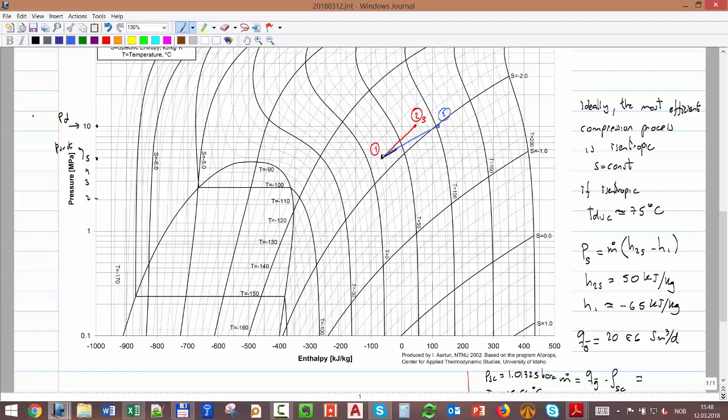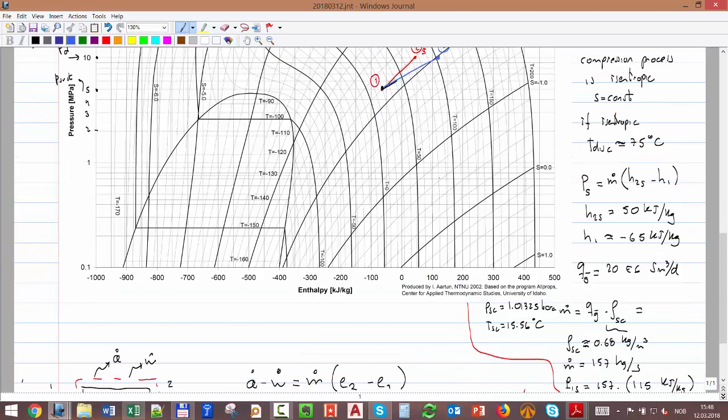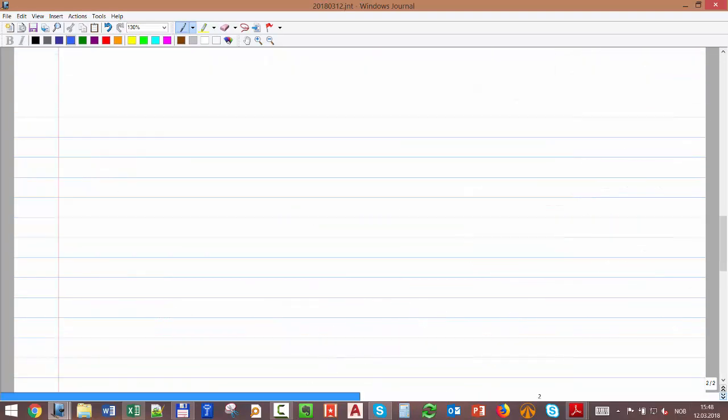So what we do actually, we say, well, I'm going to approximate that line with something called a polytropic process. Okay, if you remember, what is the definition of the polytropic process? So approximate the real compression process with a polytropic compression.